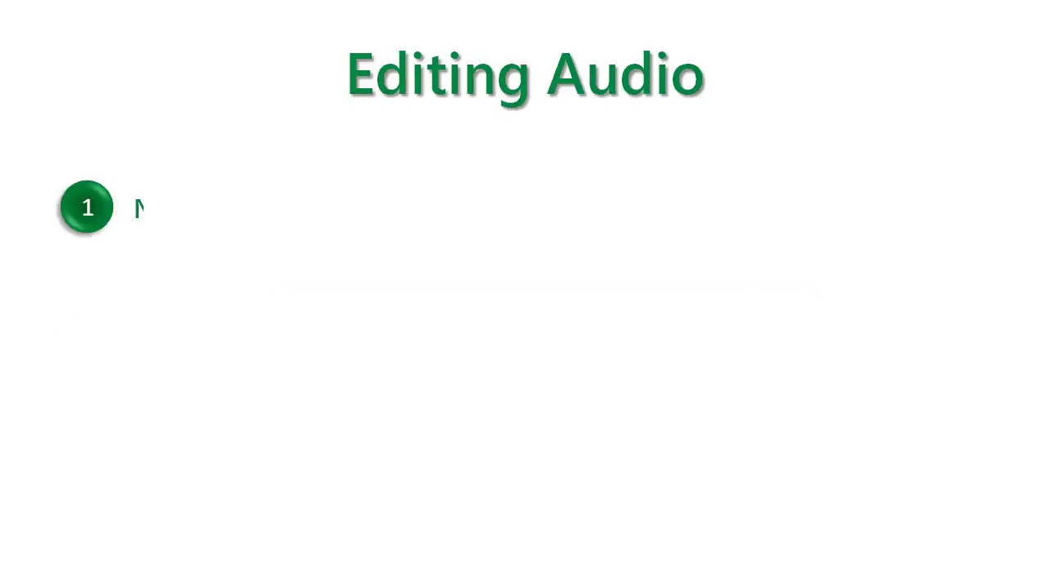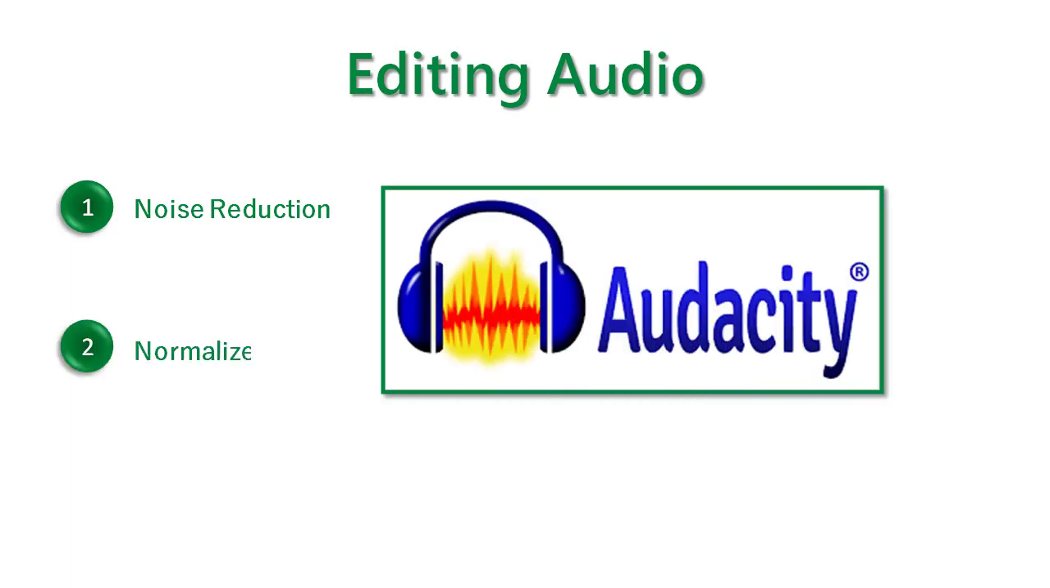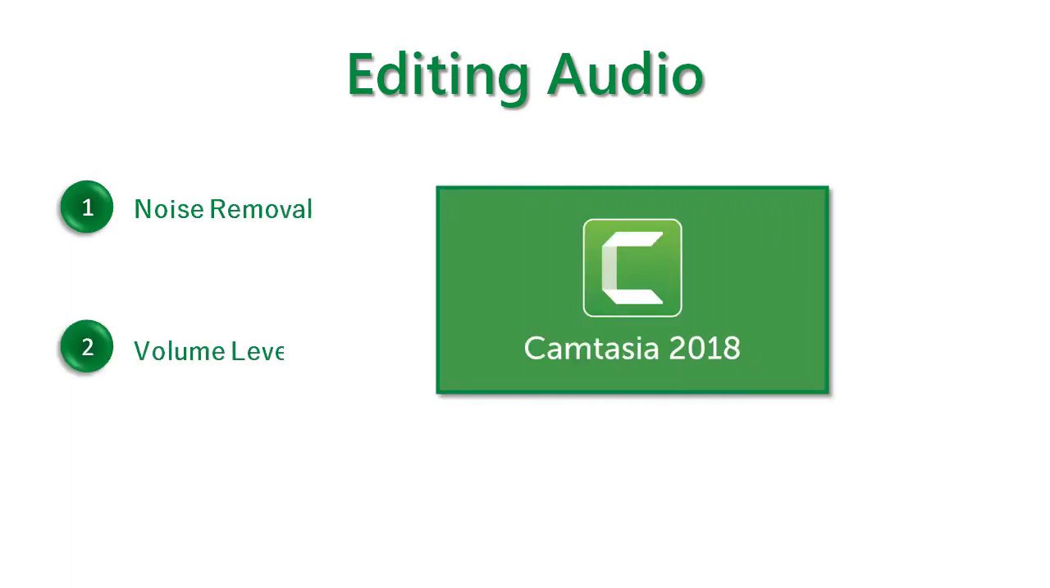To edit audio, we will use Audacity, which is a free software. We will use two steps. We will use noise reduction and normalize the audio waveform. Then we will take the same audio and export it to Camtasia. Then we will use noise removal and volume leveling. Then if we still have some noise, we will do some tweaks and remove the noise completely from the audio.